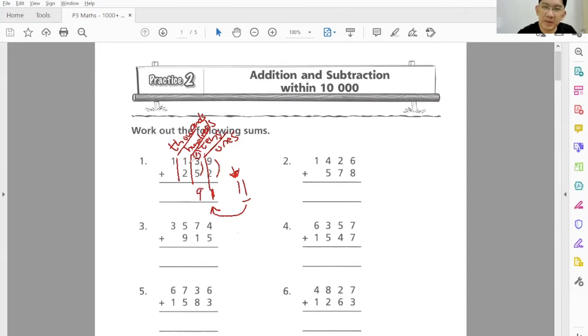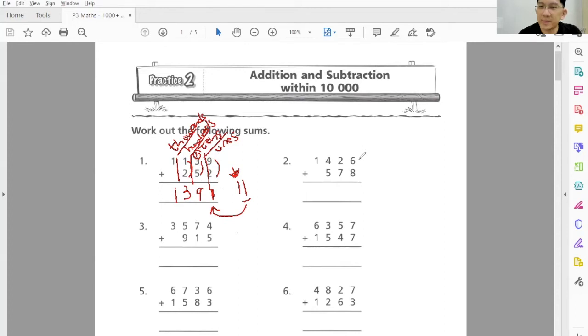The next step is here. 1 plus 2. 1 plus 2 is 3. And then finally, 1 plus nothing here. Nothing means 0. 1 plus nothing is 1. So the answer to 1,139 plus 252 is 1,391. All right, now let's move on to the next one, number 2.